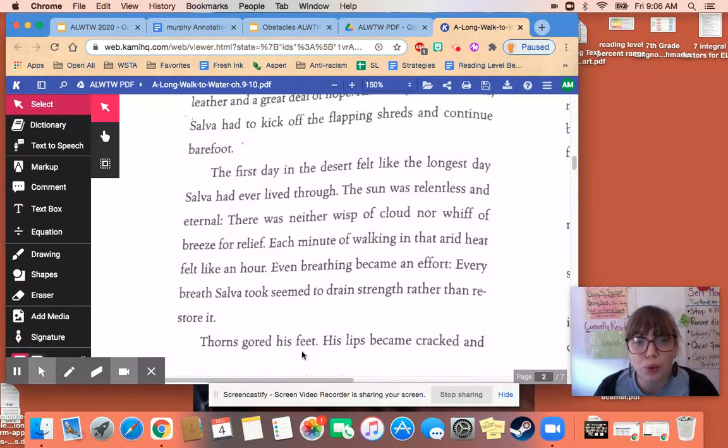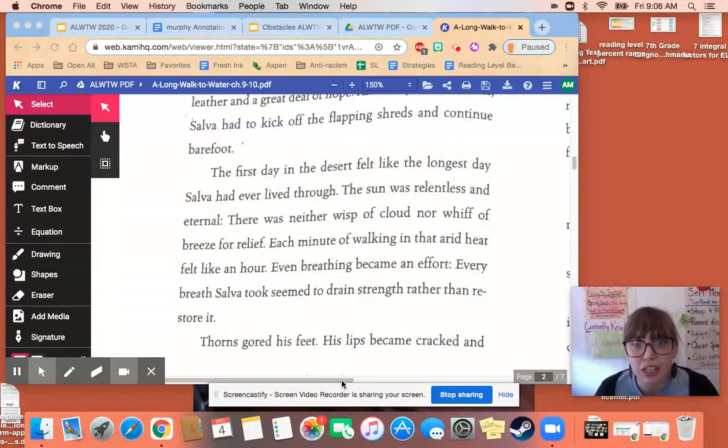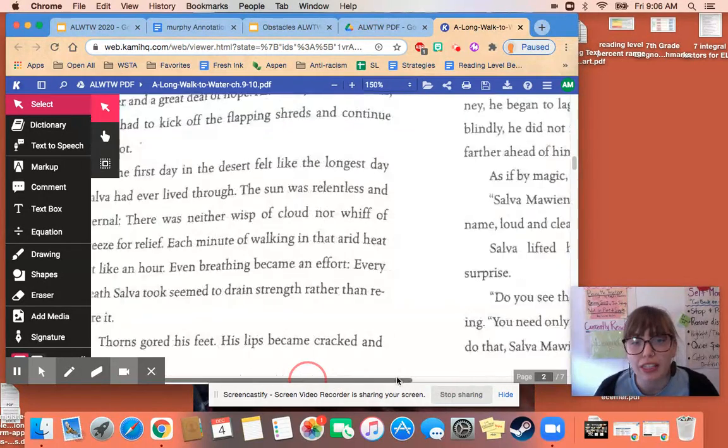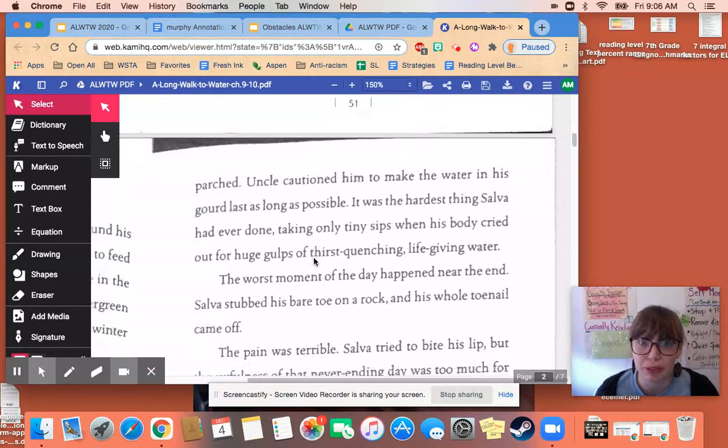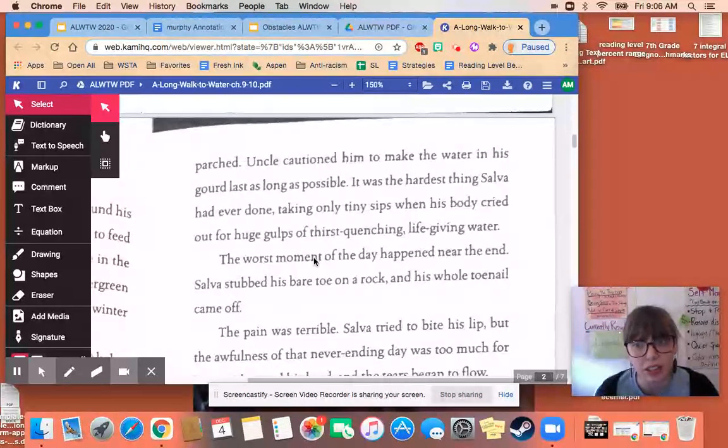Thorns gored his feet. His lips became cracked and parched. Uncle cautioned him to make the water in his gourd last as long as possible. It was the hardest thing Salva had ever done, taking only tiny sips when his body cried out for huge gulps of thirst-quenching, life-giving water.